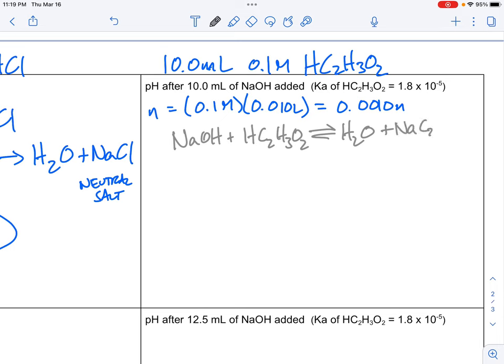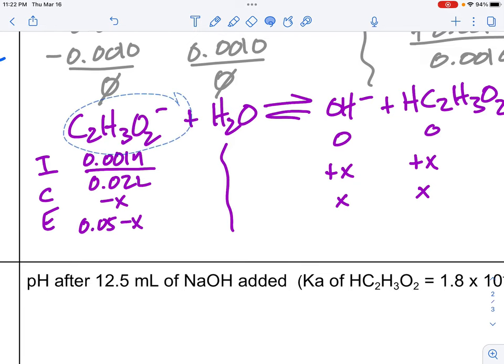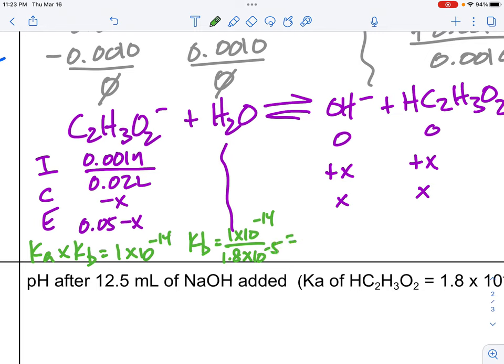We need to think about which K that we have. We are looking now at this. This is our conjugate base, so we actually need a Kb. And if you remember the relationship between, say, Ka and Kb, they multiply, and they're going to equal 1 times 10 to the minus 14. And so when we figure out what our Kb is, we're going to take 1 times 10 to the minus 14. We're going to divide that by our Ka, 1.8 times 10 to the minus 5. And when we do this math here, we get 5.56 times 10 to the minus 10.